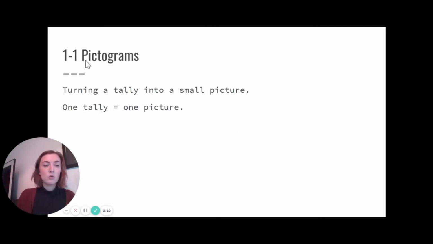The reason that it's called a 1-to-1 pictogram is because every tally, so one tally, we turn into one picture. So when you're recording, use a tally because it's quick, but afterwards we turn it into a picture so that it looks really nice and we can clearly see what it was we were counting.